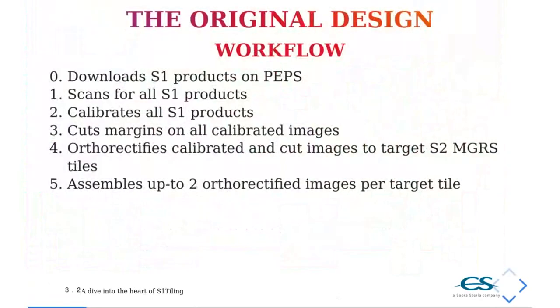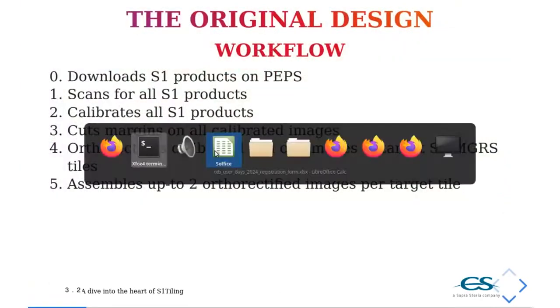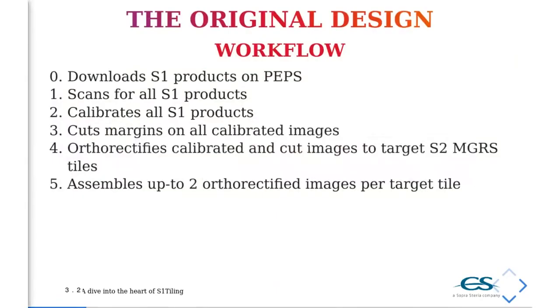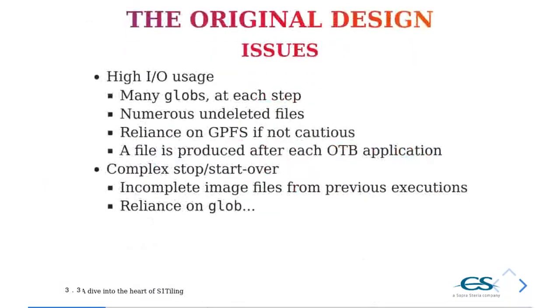So the original design, we were working by layer. First, we download everything. Then we calibrate everything. Then we cut all the borders. Then we auto-rectify, and then we assemble up to 2 auto-rectified files to produce the final product. At every step, we were working on all directories. We were doing a lot of search, a lot of production of files. And so there was a very important I/O usage.